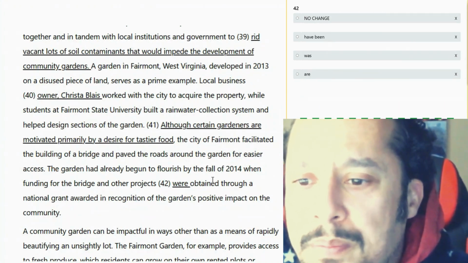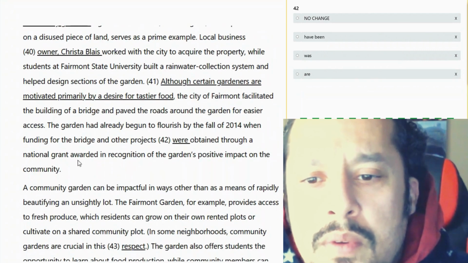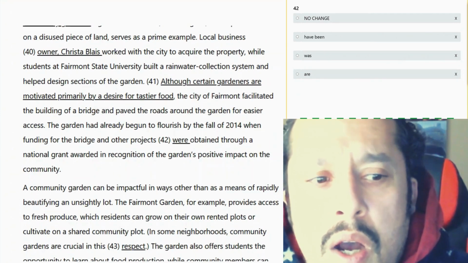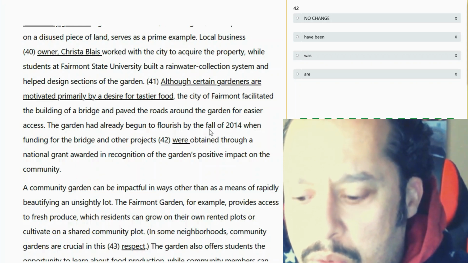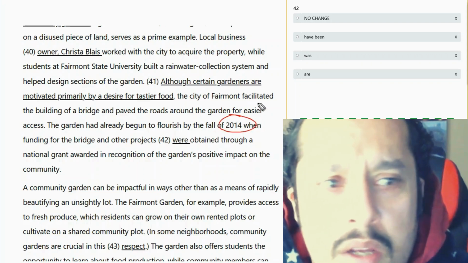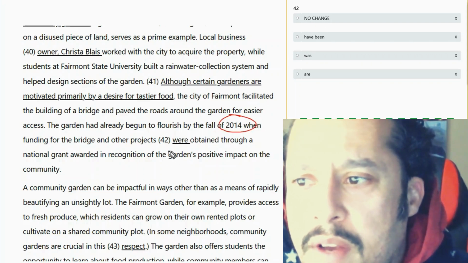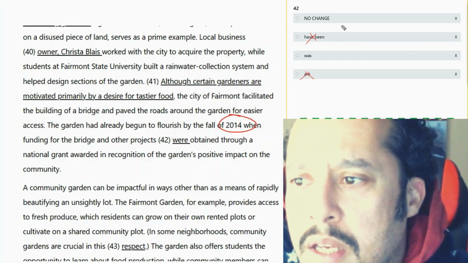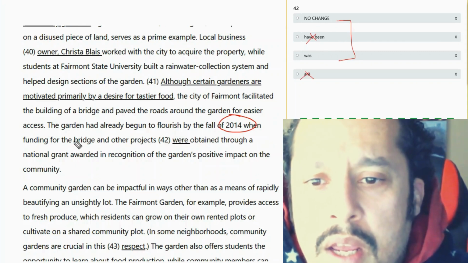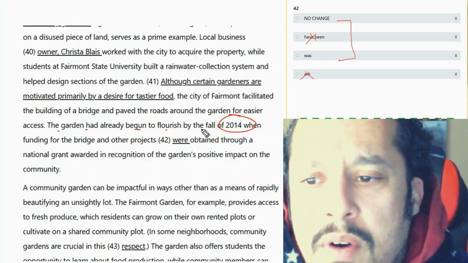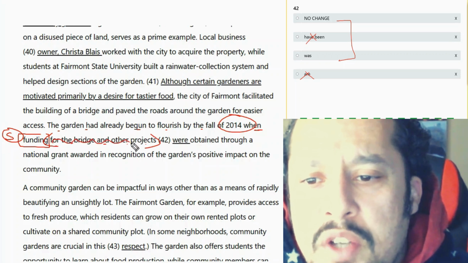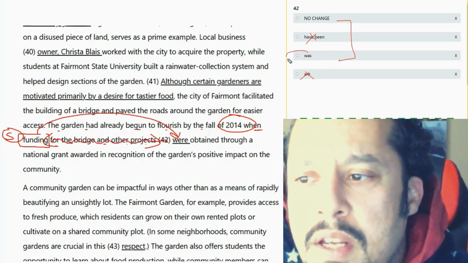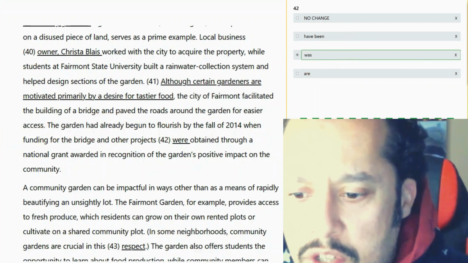Number 42. Here we're talking about the past, right? We're talking about the past. So because we're talking about the past, مش هينفع نقول B ولا D. It's either A or C, right? The garden had already begun to flourish by the fall when funding, this is the subject, for the bridge and other projects, the preposition from infatual subject يجي هنا. When funding was, هنا نقول إجابة D, ing singular.